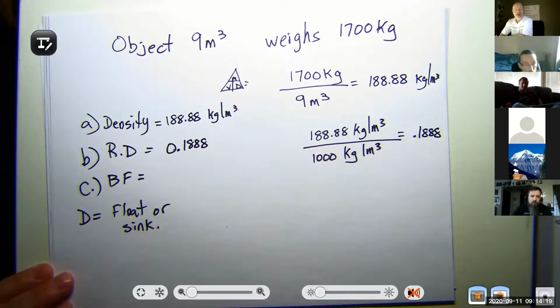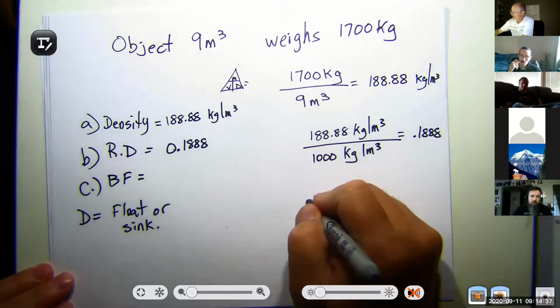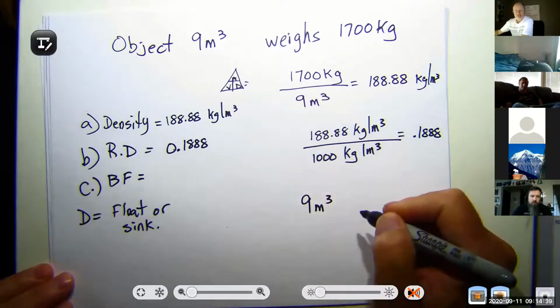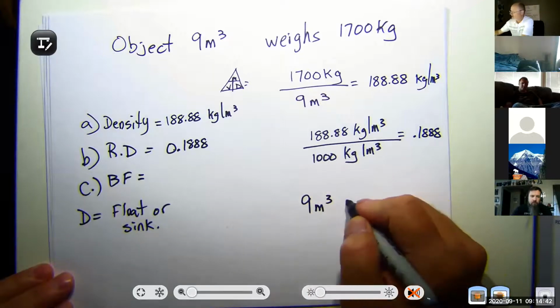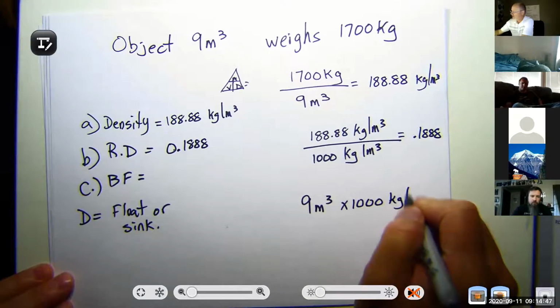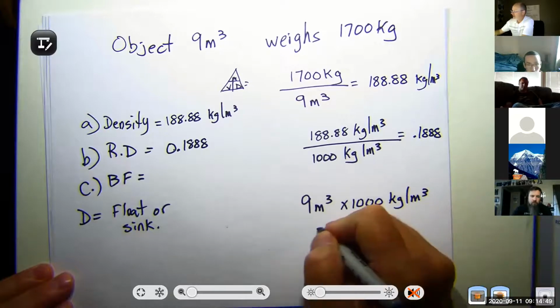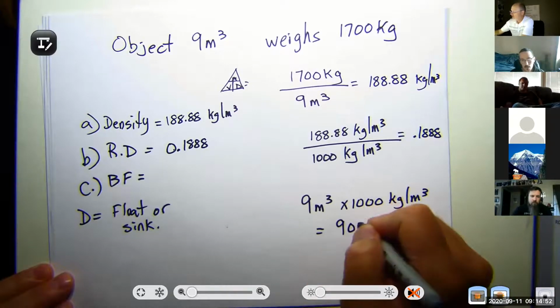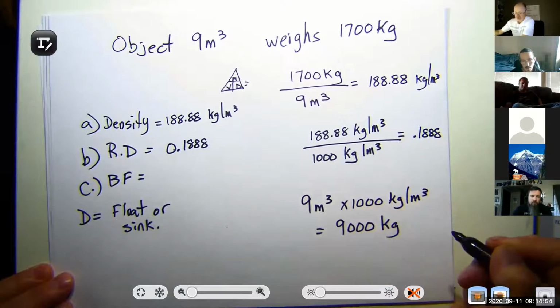Now, I want to calculate the buoyant force. I said in the last picture that the buoyant force is directly related to the volume of the object. I have 9 cubic meters. So the buoyant force pushing up on this object has to be multiplied by the standard. It has a buoyant force of 9,000 kilograms.